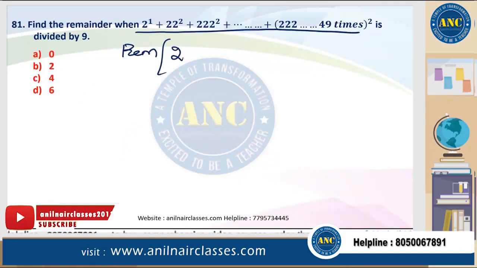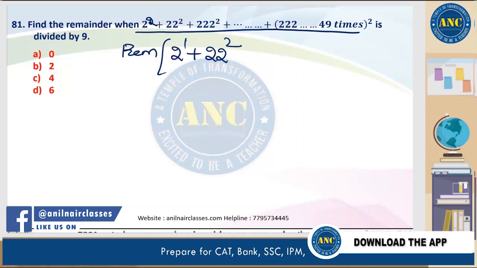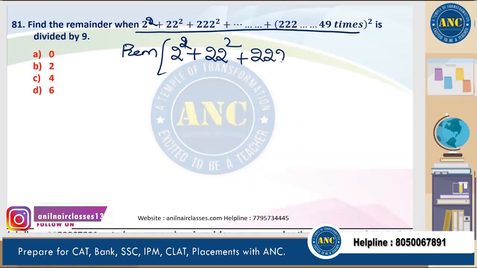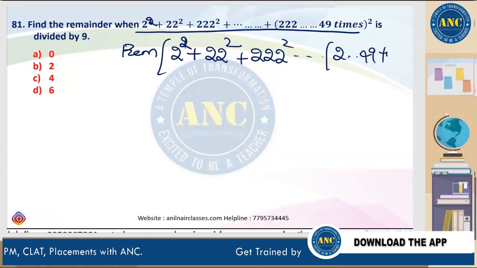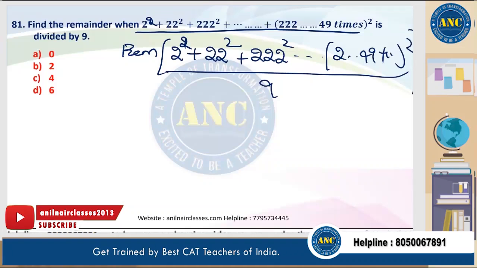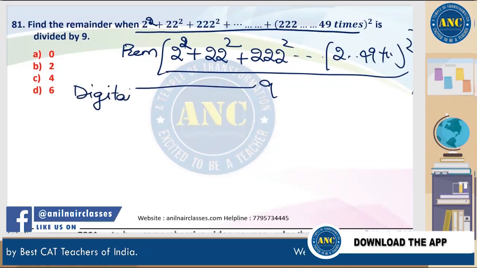Remainder 1. 2 power 1 plus 22 power 2. I think it is 2 power 2, sir. Anyway, I'll check. 2 power 2 plus 22 power 2 plus 222 power 2 plus 2 written 49 times, whole square, divided by 9. Dividing by 9 is nothing but the digital sum.